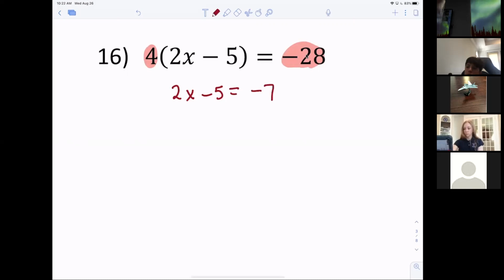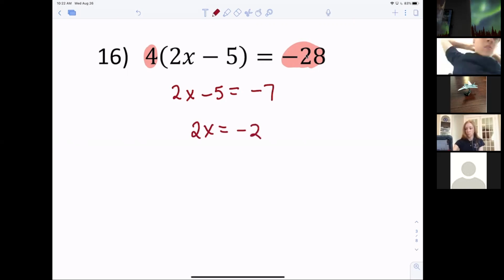Negative 24. Negative 7. Jack, we're dividing, not adding. Right, right. All right, no problem. Now, how do I undo a minus 5? You add 5. Brain should be just telling you 2x equals what? Negative 2. Negative 2. Yeah. Finally, we need to do what? Divide by 2. So you should be able to look at that and say x equals what?